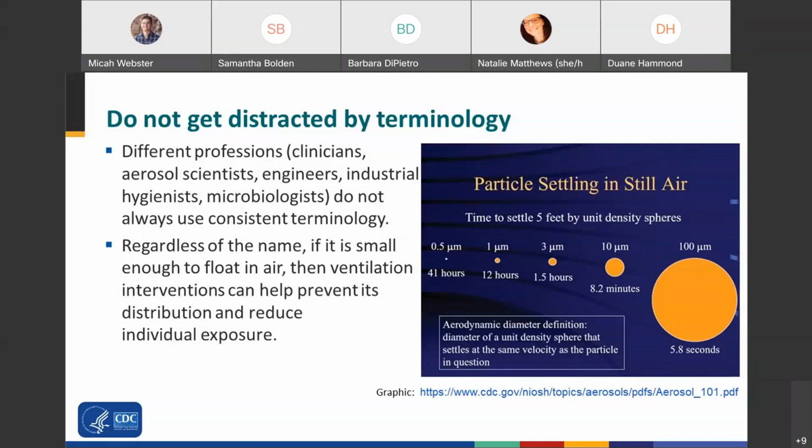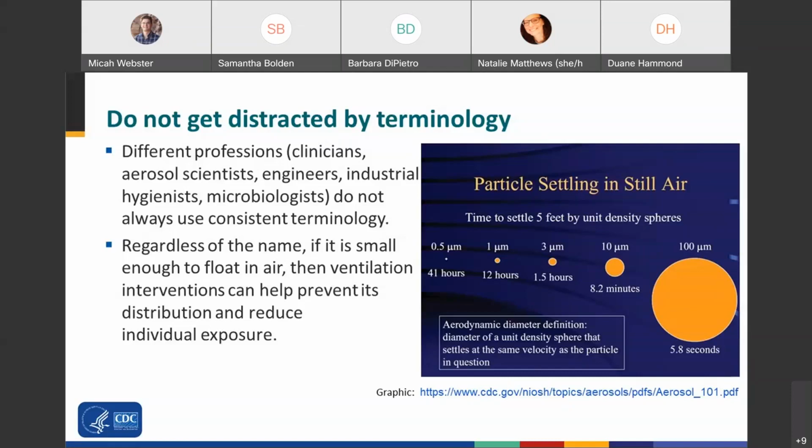And there's something in aerosol science called aerodynamic diameter definition. It's the diameter of a unit density sphere that settles at the same velocity as the particle in question. And I think this graph is particularly helpful because it shows you that certainly larger particles, like 100 micrometers in diameter, they settle really quick. What's considered droplets in healthcare, 5.8 seconds. So it falls to the ground rapidly.